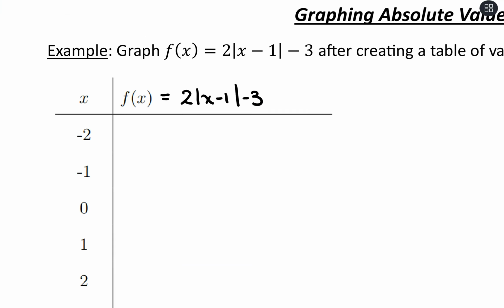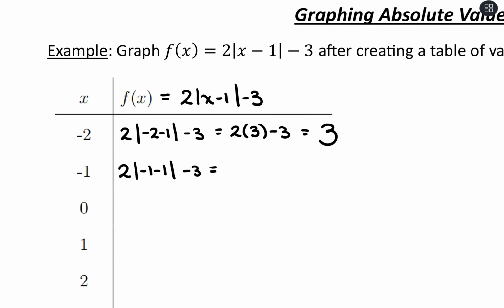Like plugging in a -2, so we're going to have 2 absolute value of -2 minus 1, minus 3. So that's a 2 times the absolute value of -3, which is +3, minus 3. So 6 minus 3 for a +3. Then we could do the same thing with a -1, plugging in, so we'd have 2 times the absolute value of -2, which is a +2. So 4 minus 3, which is 1, and then we just keep going to fill in our table.